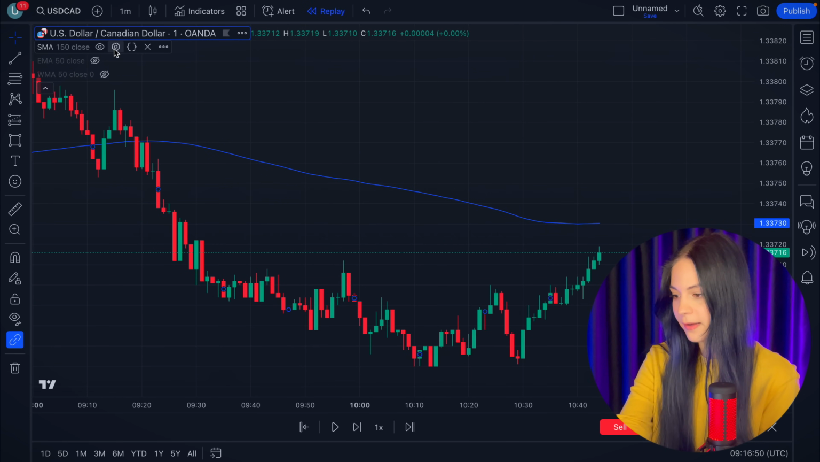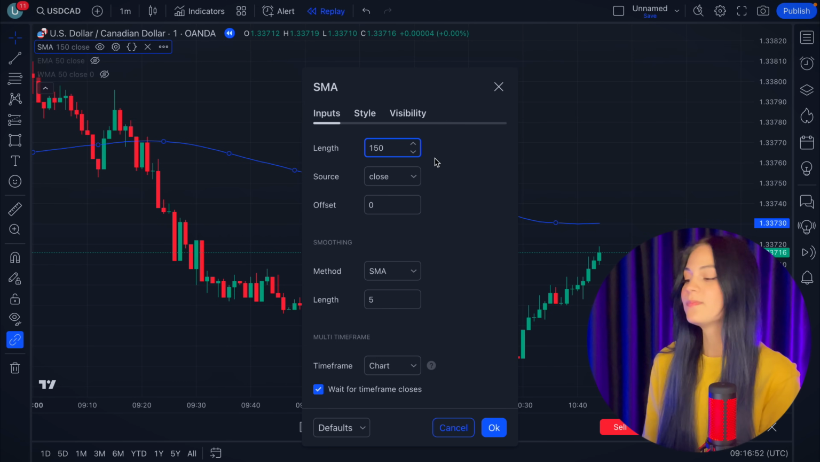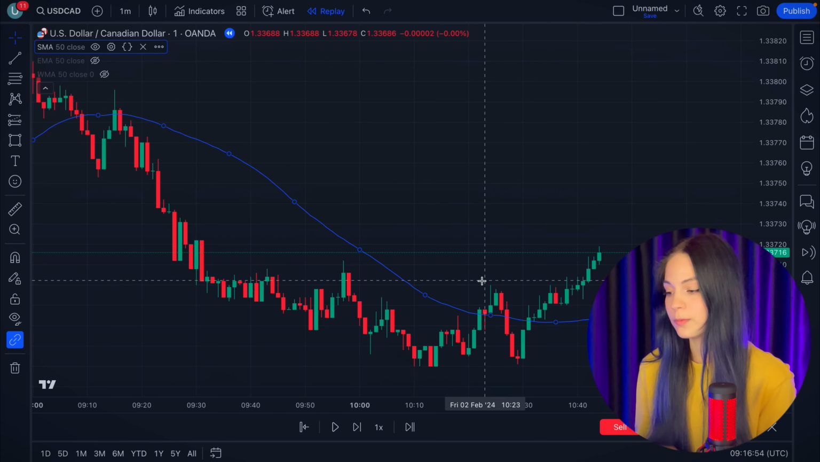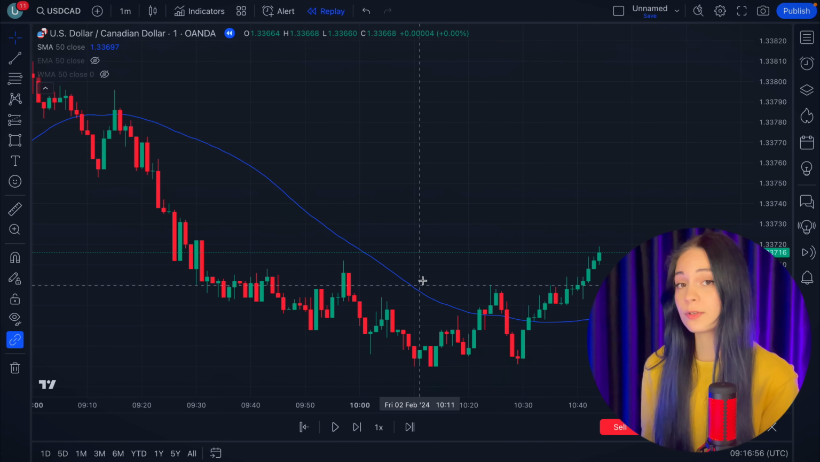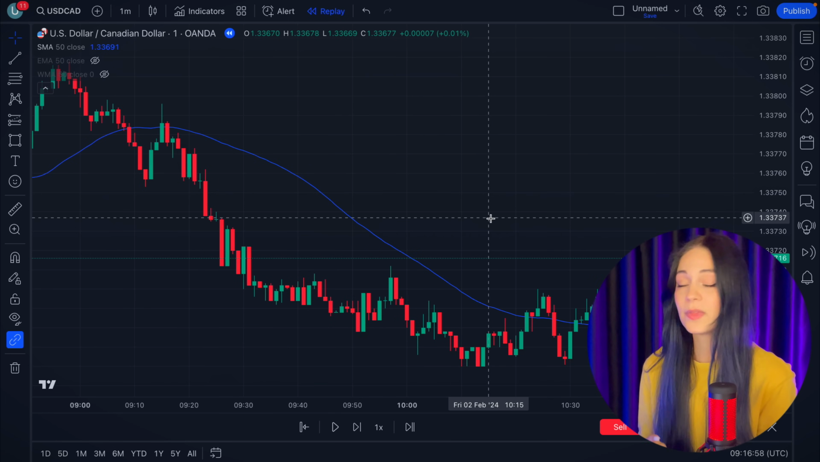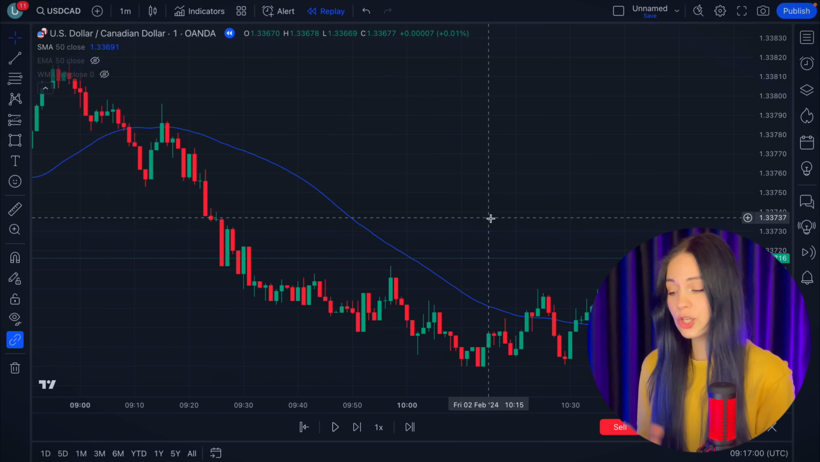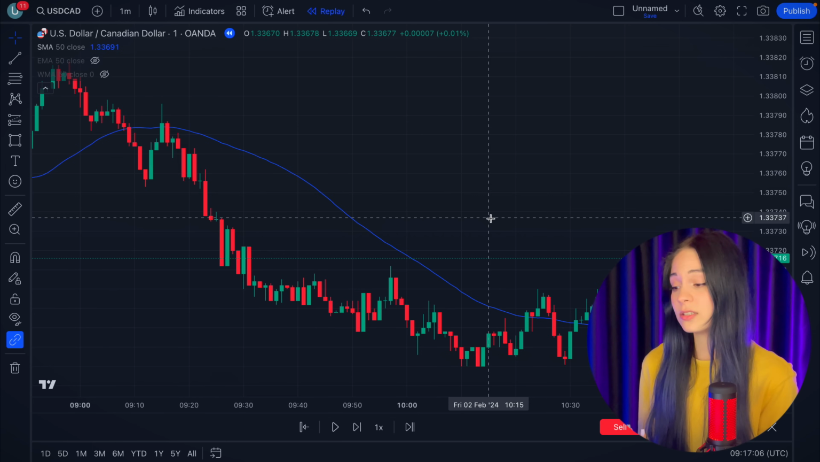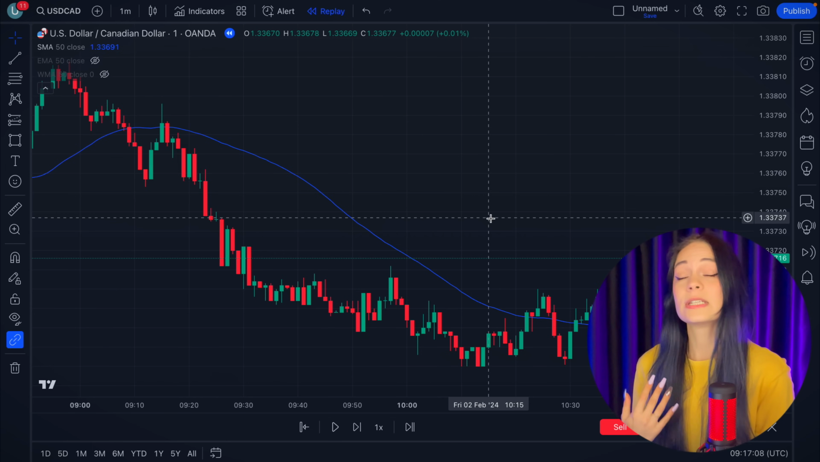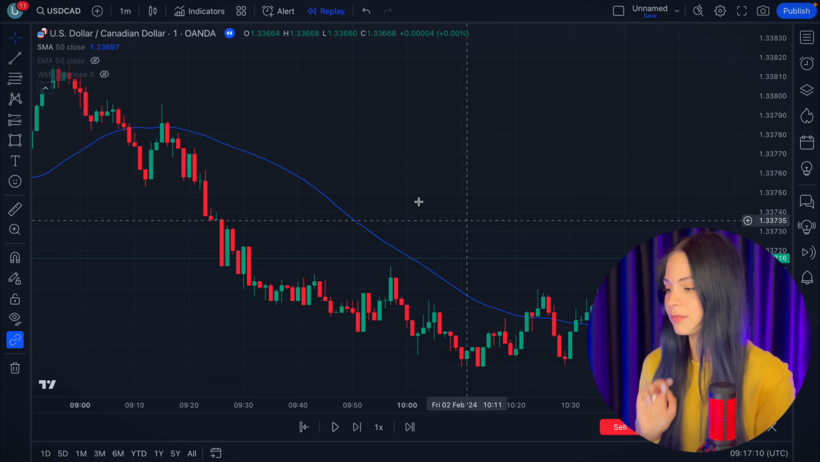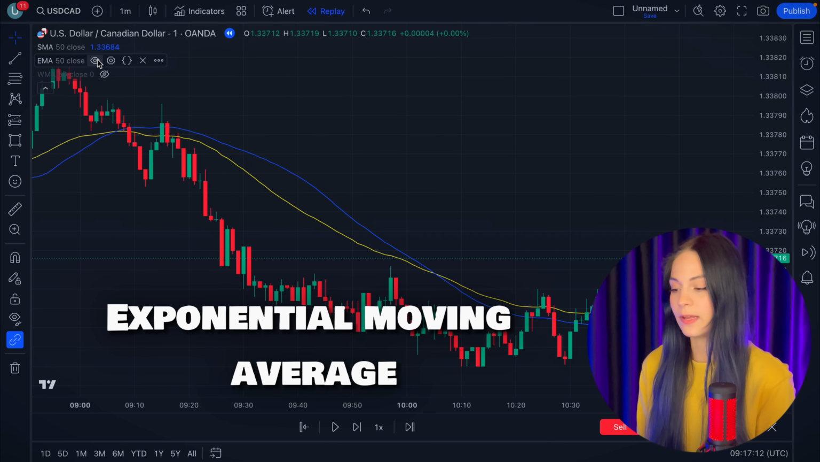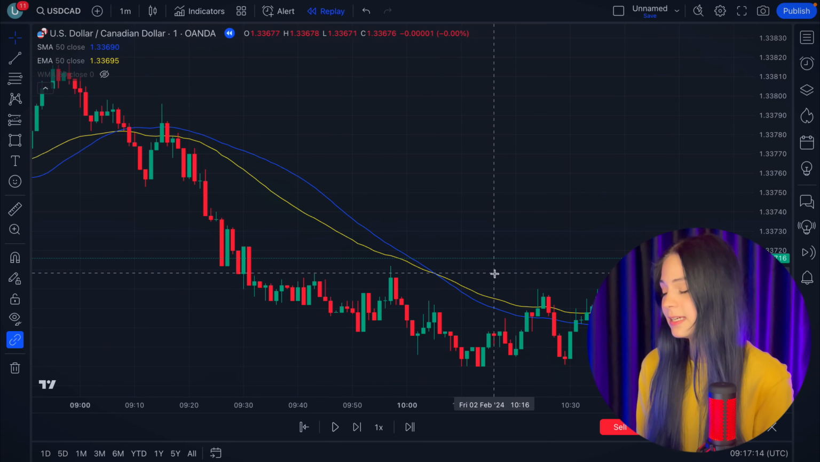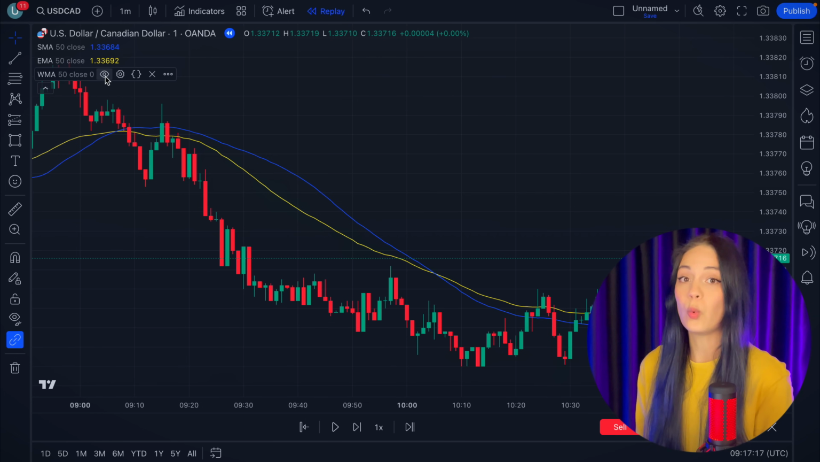Let's change it back to the period of 50. And now on the chart, we only have the simple moving average with the period of 50, the blue line. Besides the simple moving average, we also have a lot of different types of moving averages. But in reality, I actually use only 3 of them. So today I'm going to talk about 3 of them. So this is additionally the exponential moving average, and it is the weighted moving average.